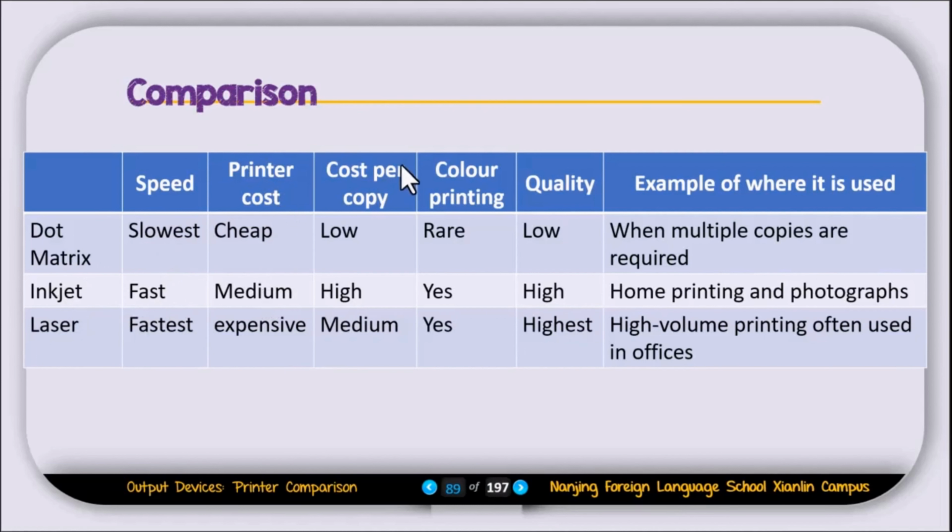It's not very high, not very low. Cost per copy is high because it uses the ink. You have to replace the cartridge every time. Next one is the color printing. Yes, you can print the color documents using the inkjet printers. Quality of print is high and this is used in the home printing and the photographs.